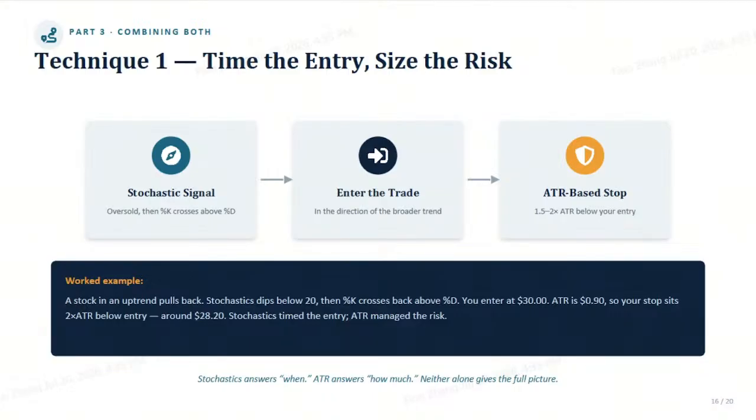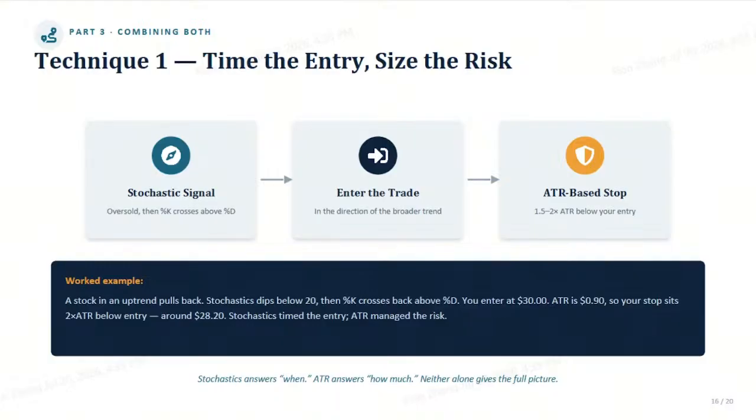This is where everything comes together. Let's walk through a complete, simple framework that uses both indicators for what each one does best. Imagine a stock is in a broader uptrend, but it pulls back for a few days. During that pullback, stochastics drops down below 20 into oversold territory. Then you see %K cross back above %D, right there, inside the oversold zone. Based on what we covered a moment ago, that's a reasonably meaningful bullish signal. Momentum may be turning back up in the direction of the larger trend. So stochastics has just answered the when question. This looks like a reasonable moment to consider entering.